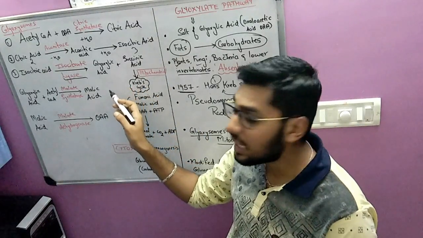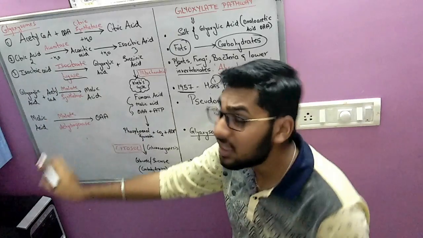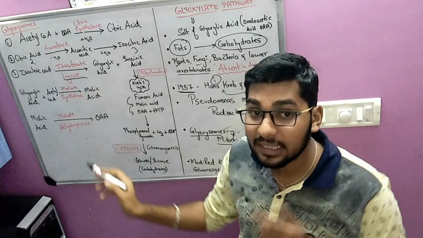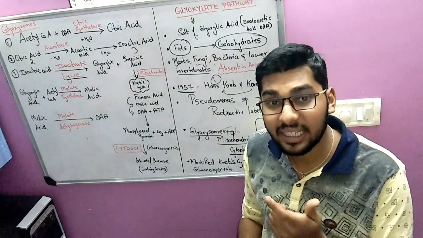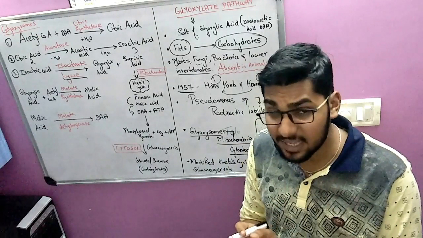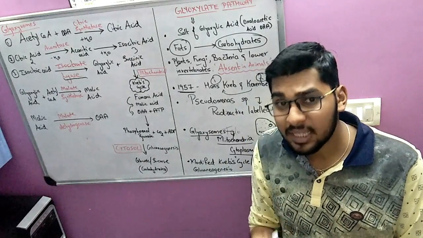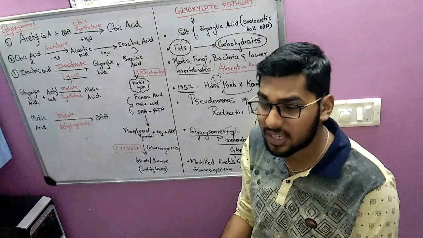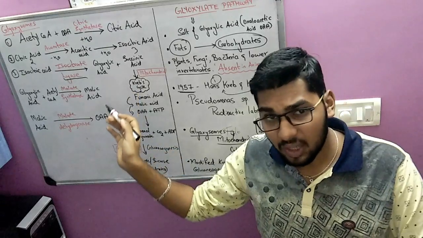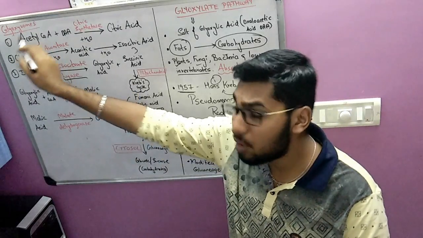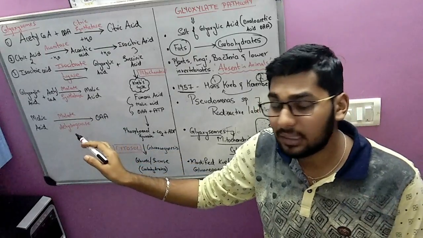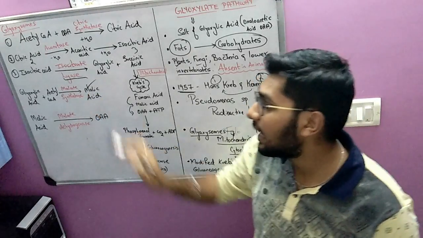This glyoxylic acid combines with another molecule of acetyl coenzyme A in the presence of malate synthase. The name synthase says it is going to synthesize. What is it going to synthesize? Malate, malic acid. So this glyoxylic acid combines with another molecule of acetyl coenzyme A in the presence of malate synthase to give rise to malic acid.